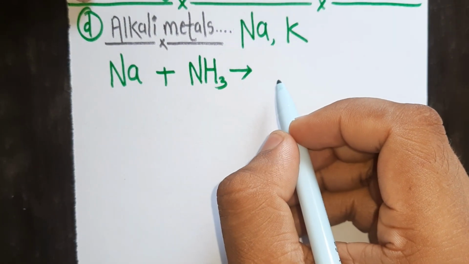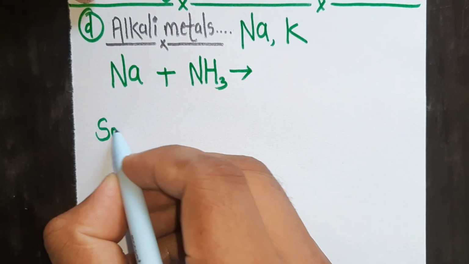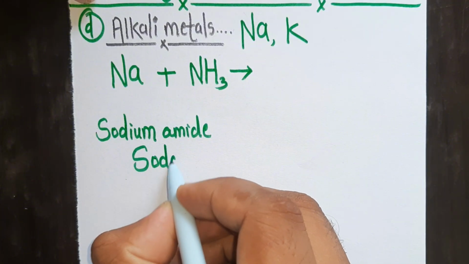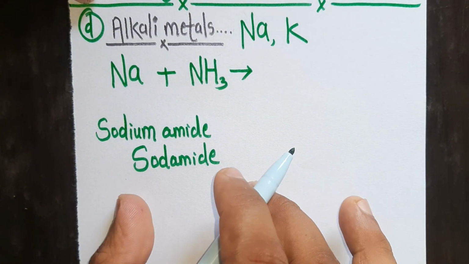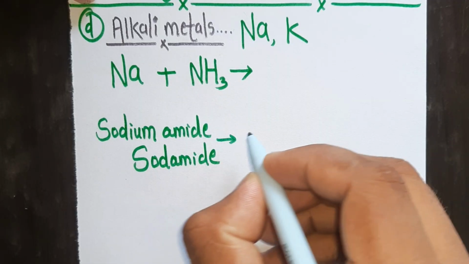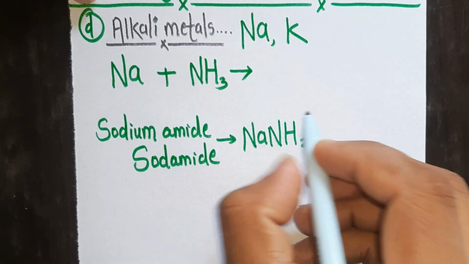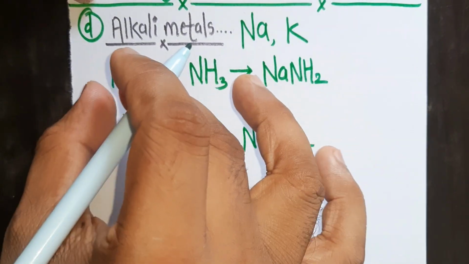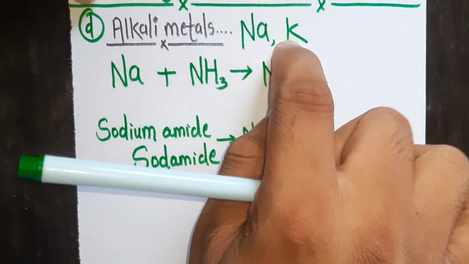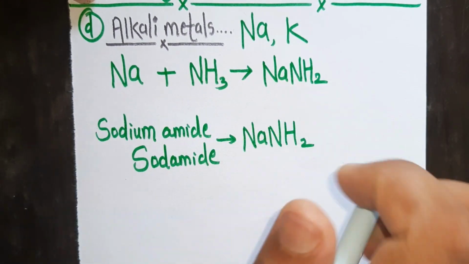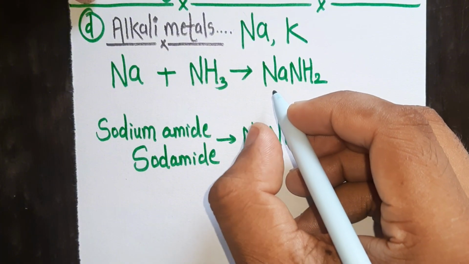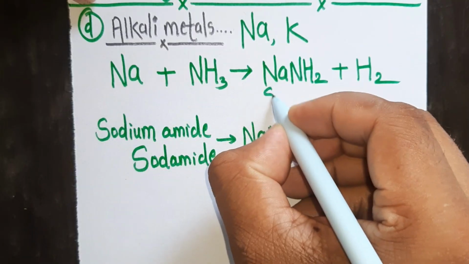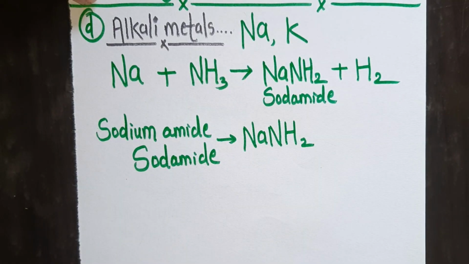It forms sodium amide. What does it form? It forms sodium amide, and in short form we write sodamide. And what is the molecular formula of sodium amide or sodamide? It is NaNH2. NaNH2, sodium amide. Whenever alkali metals like sodium or potassium react with ammonia gas, it forms sodium amide or sodamide, plus hydrogen gas. Now this is sodamide. Is it clear?